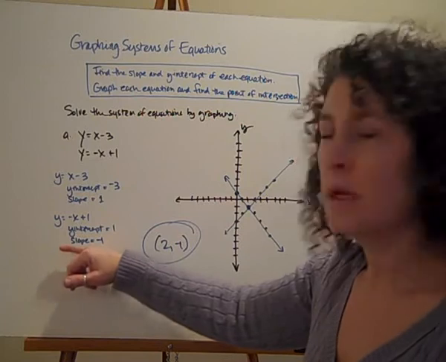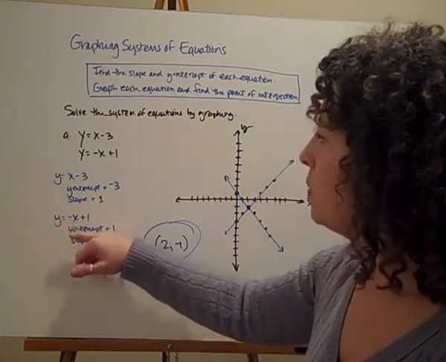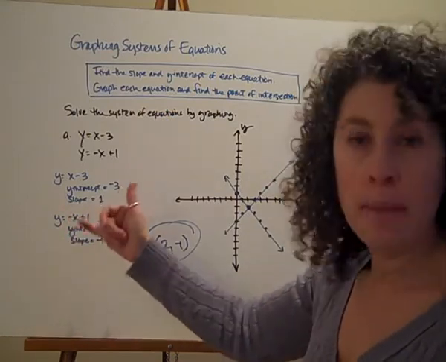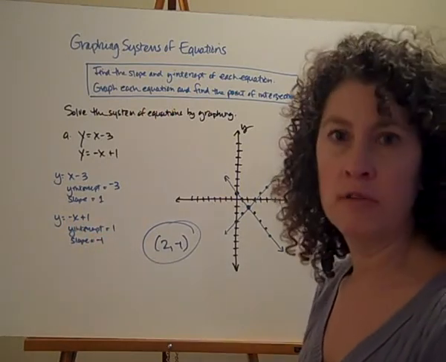My second equation is also in slope-intercept form already. y equals mx plus b. So I know my y-intercept is that plus b at the end. So the y-intercept is 1. And I know my m in mx is my slope. So it's a negative 1 in front of my x there.